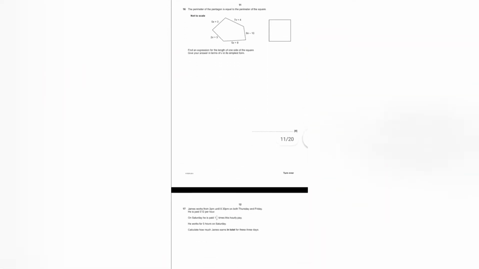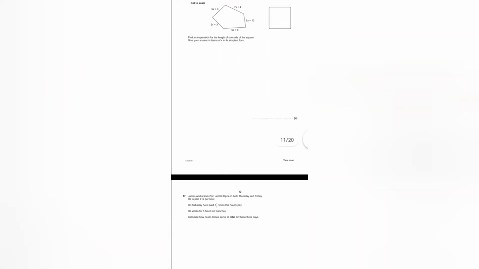The question I will be answering for you is question 16, and the question is: the perimeter of the pentagon is equal to the perimeter of the square. Find an expression for the length of one side of the square. Give your answer in terms of x in its simplest form. This question is a format question, so I will be showing you how to answer this.